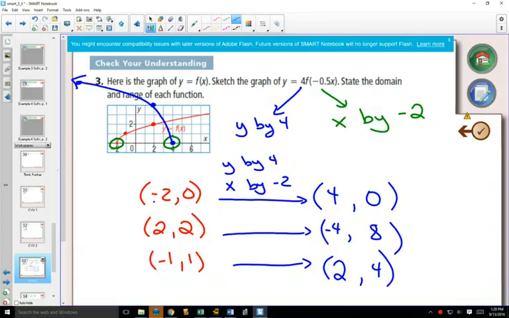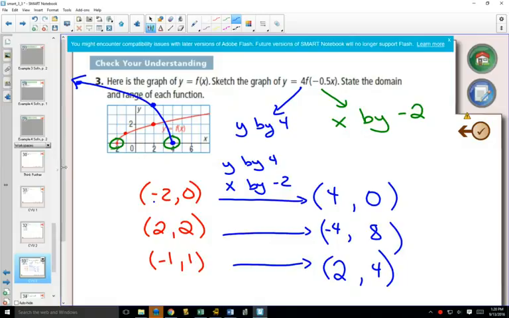As far as doing the math to the specific point, you don't have to do the reflection and the stretch separately. You can do them all at once. So when I multiply x by -2, it automatically does the flip and the stretch at the same time.